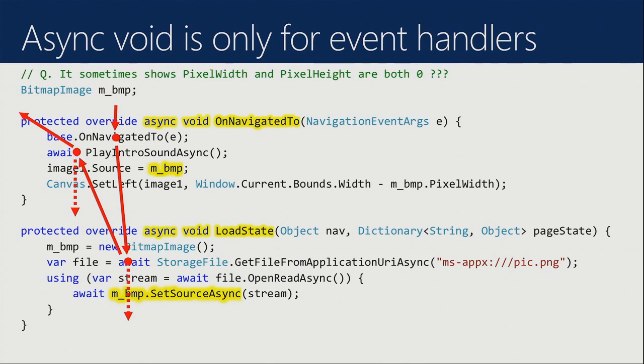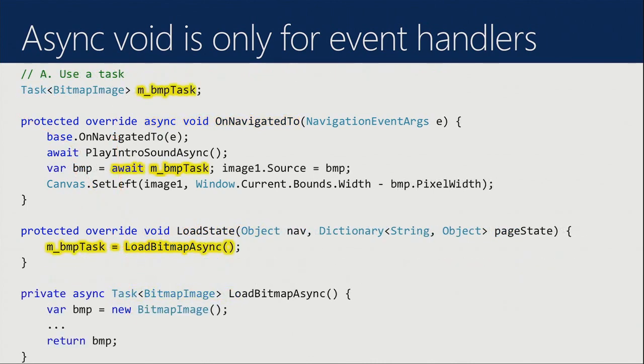So the medicine here really is to say, okay, I can't return a task, but maybe I can still get a task from the callee to the caller by other means. So still use tasks to communicate completion. The way you do that is you take the async bit of the load state method, the thing that loads the bitmap in this case, and you factor it out into an async helper method. Now that one will return a task. You call it from load state, and instead of awaiting it, you stick that task in a variable that's shared with the caller, with the unnavigated to.